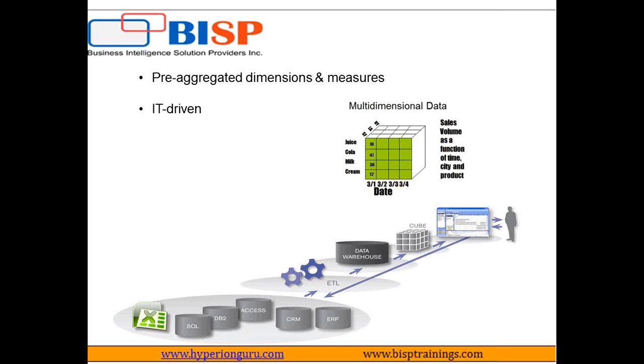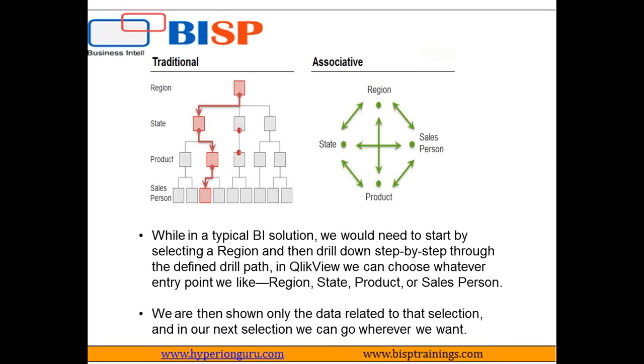What happens in traditional BI is that suppose you have a hierarchy like region, state, product, and salesperson. Now you want to see your sales of a particular product in a particular region. In a traditional BI solution, you have to go through a fixed route, which is region, state, then product, and then salesperson. But in Qlikview, which is associative, you can click on anything. You can click on region, state, or directly on the product, or even the salesperson to see a particular relationship between these four entities. So that is why it is associative.